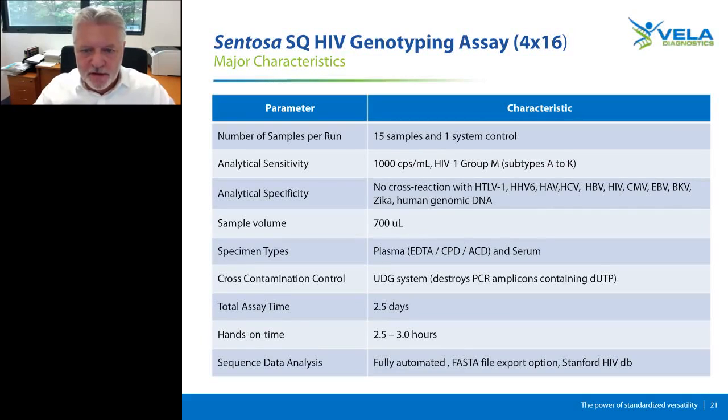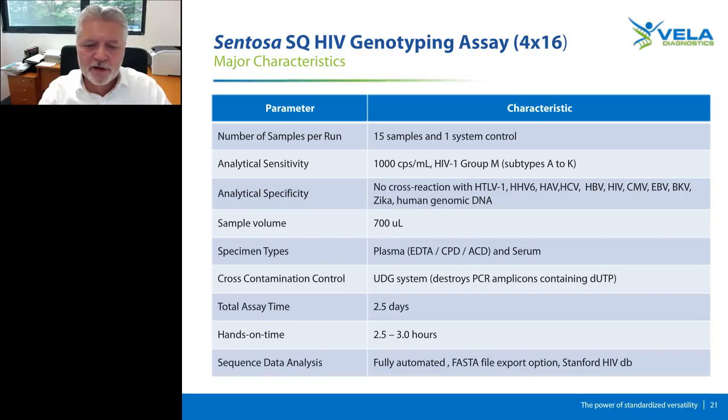So in summary, these are the features of the assay. 15 samples as one system control, the same as for HCV. As I mentioned, sensitivity is at 1,000 copies per milliliter. Of course, we're concentrating on the HIV-1 program. There are no cross-reactivities with a number of other viruses and human genomic DNA. The sample volume for this assay is 700 microliters, and as for HCV, we're using plasma and serum, using the UDG system. Total assay time is 2.5 days, and the hands-on time is 2 to 3 hours.